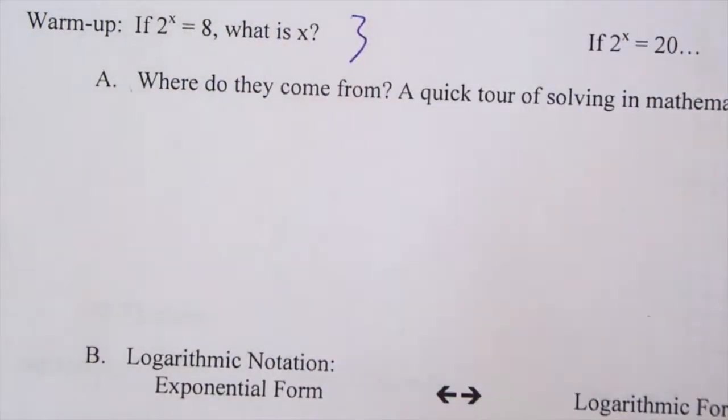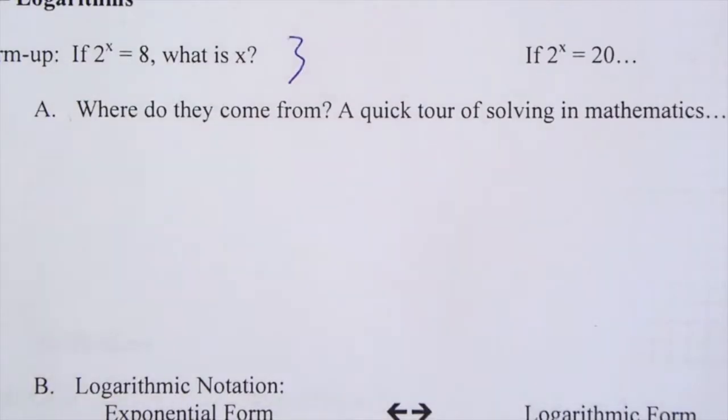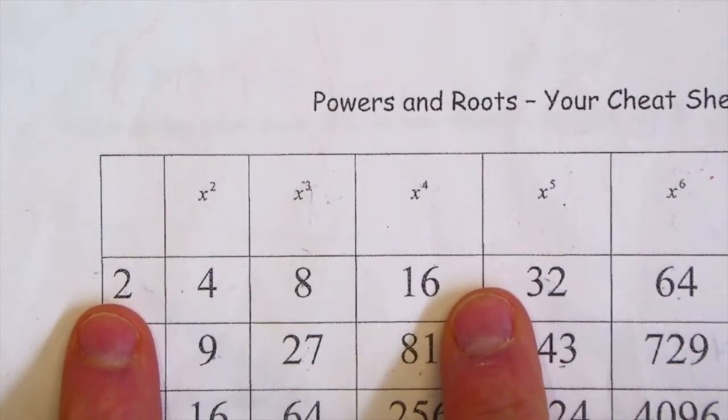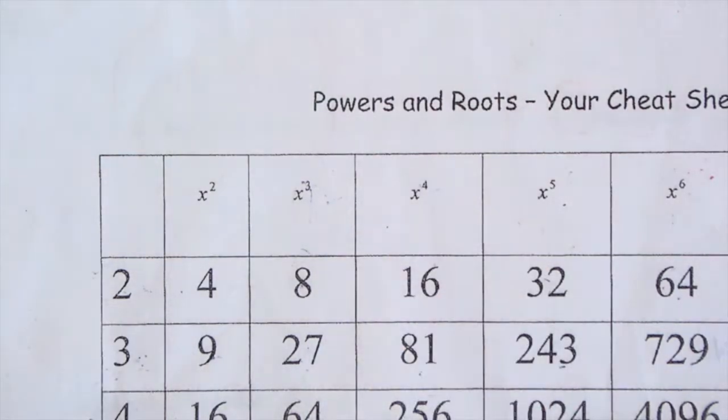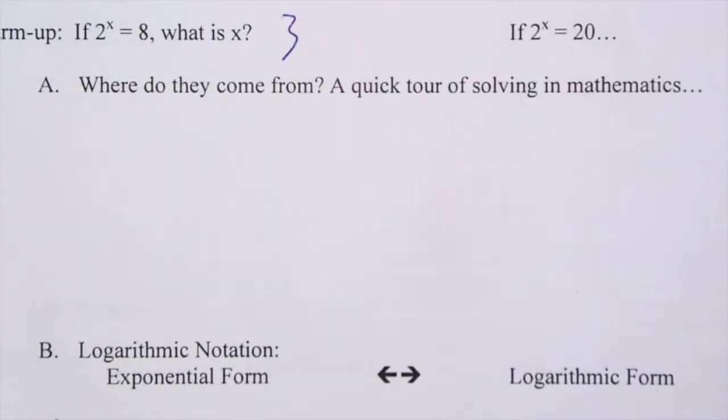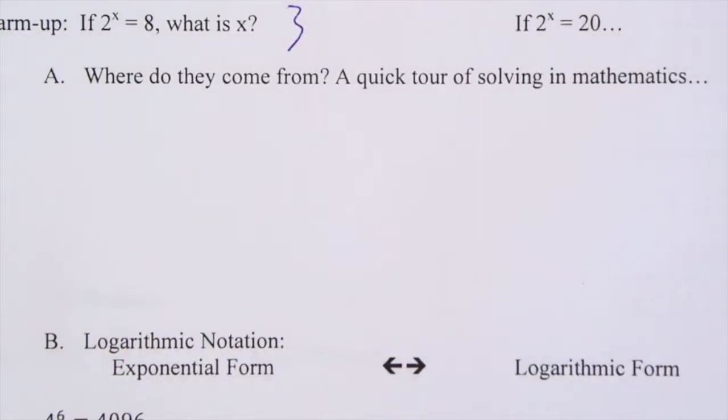Well, that's nice. Let's try another one. How about start with a 2, end with a 20? So start with a 2, end with a, oh boy. We know that the answer is between 4 and 5, but we don't know what the answer is. So the question is, how can we figure that out? And the answer is a logarithm. By the end of the section, hopefully we'll be able to answer this. So what in the world is a logarithm?